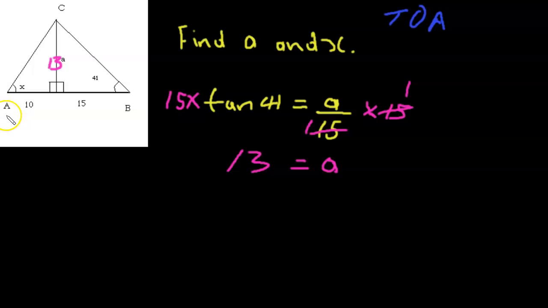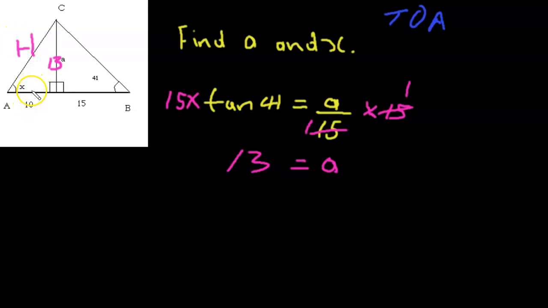Now we want the value of X. Of course, X is in the right angle triangle on the left hand side of the screen. For this triangle on the left hand side, we know the opposite, which is the same A. This 13 is opposite to the angle X. And we know the adjacent, which is 10. The hypotenuse we do not know.